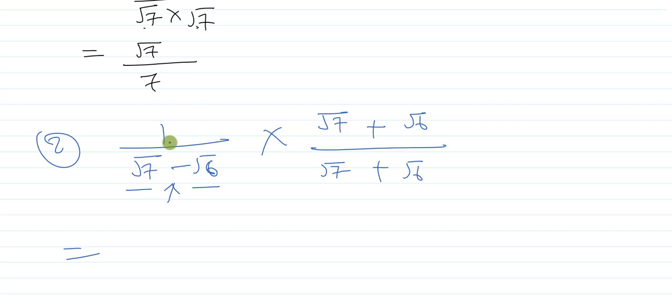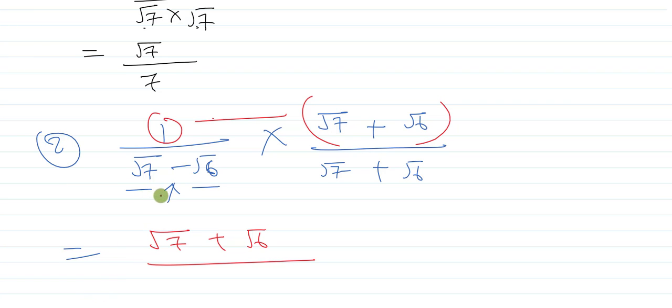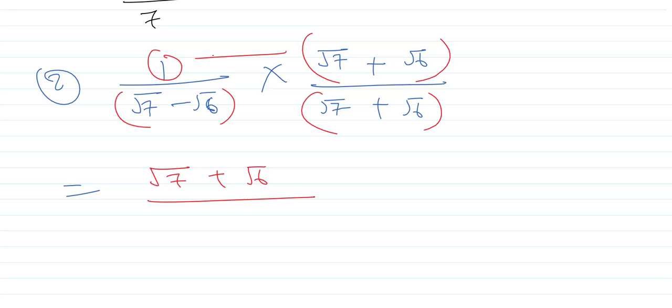Now just multiply. What will we get in the numerator? 1 into this, the same number will be there, because if we multiply by 1, nothing will happen. Right? In the denominator, what are we getting? Root 7 minus root 6, root 7 plus root 6. So let's write this. In the denominator, what are we getting? Root 7 minus root 6 into root 7 plus root 6.